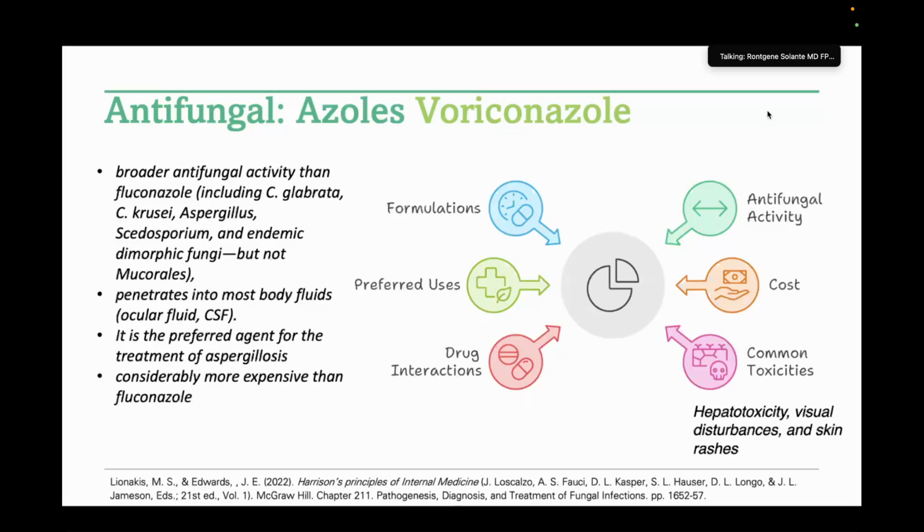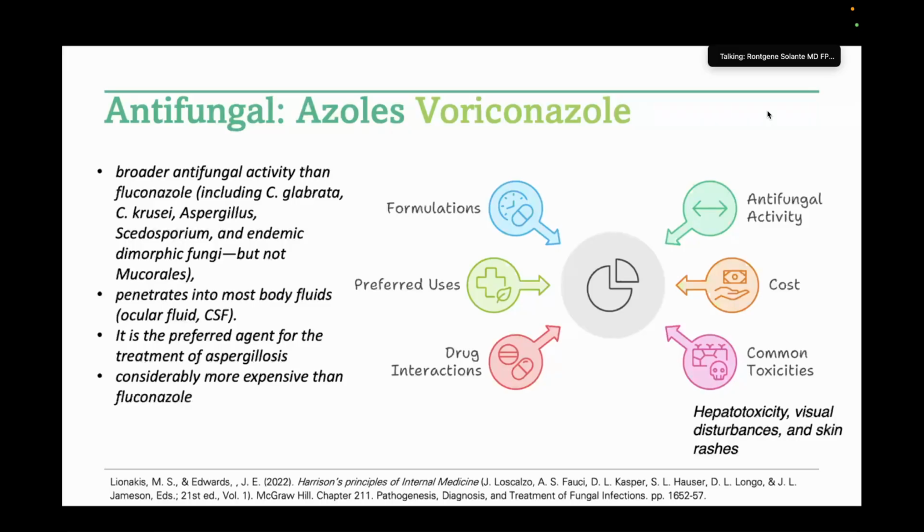Now comes the latest among the azoles, the voriconazole. Okay, so what's the advantage of your voriconazole over that of your fluconazole and itraconazole? Your voriconazole is one of the broadest antifungal drugs, broader than fluconazole. Why? Because it's active against fluconazole-resistant Candida glabrata and Candida krusei, and is highly active against Aspergillus, Pseudallescheria, and the other endemic dimorphic fungi except Mucor. The other advantage of your voriconazole is that it can also penetrate into most body fluids, especially the CSF. In fact, it is a preferred agent for the treatment of aspergillosis.